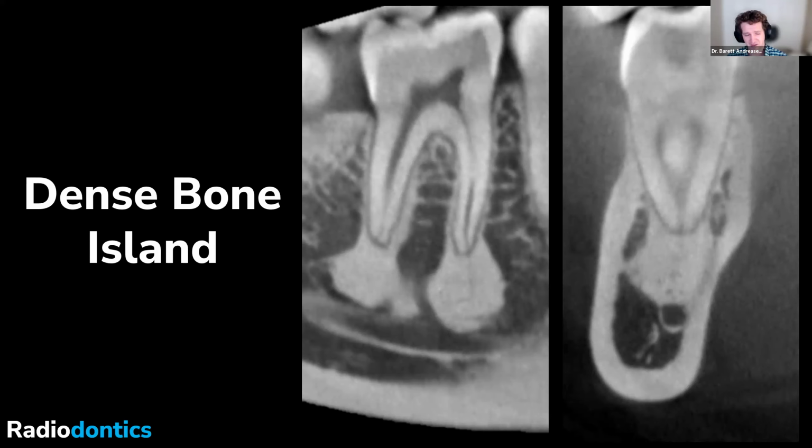Now, we know this is not pathology because of a couple different features. One, and probably the most important feature, is that there's no thinning or changes to the adjacent cortex. Where this radiopacity comes in and meets this lingual cortex and this buccal cortex, you can see that it just blends in seamlessly, right? There's no thinning, there's no expansion, there's no changes whatsoever. And so that's how we know this is just normal cortical bone, right? Because it's blending in with the adjacent cortical bone. So this is normal. This is totally fine.